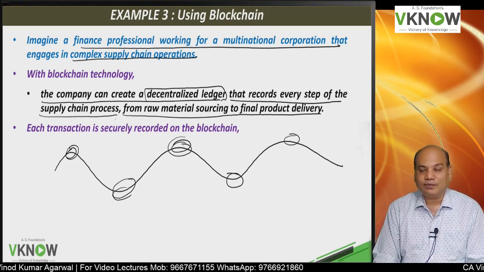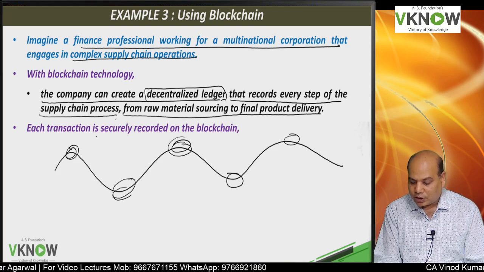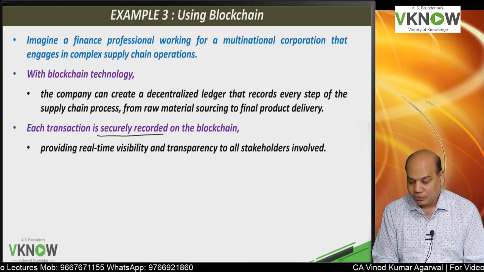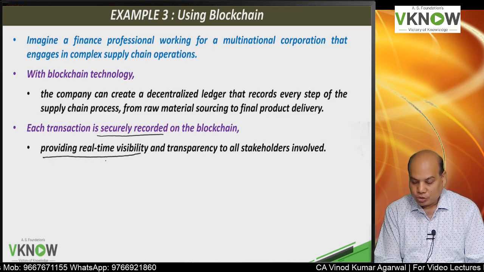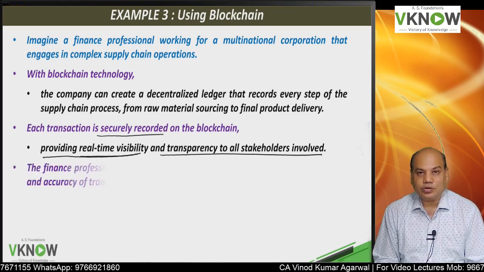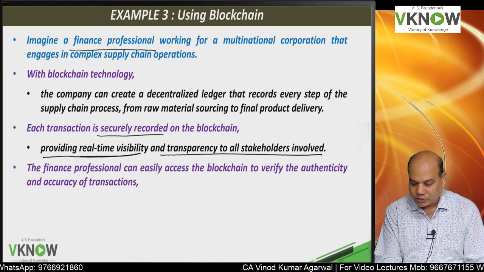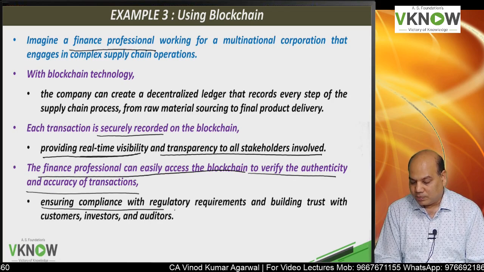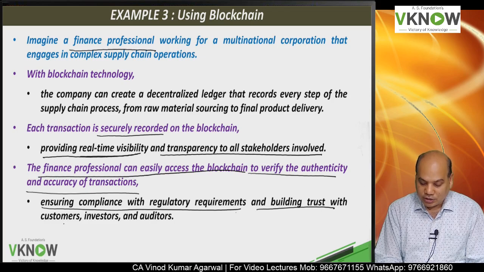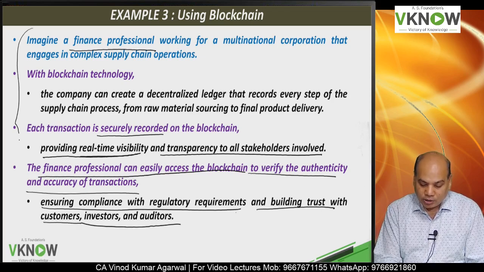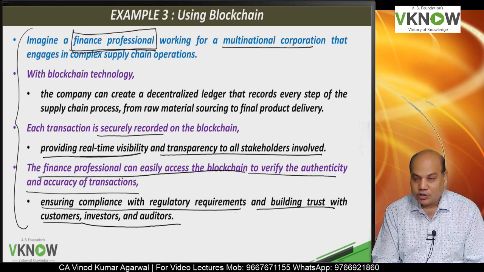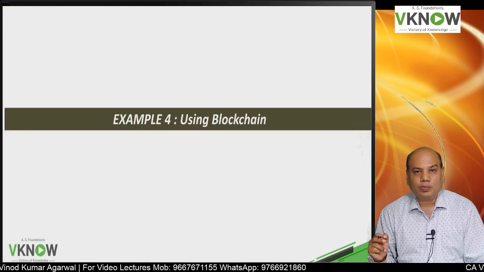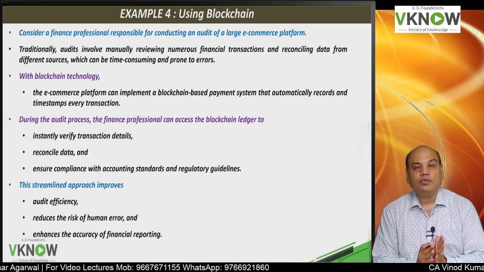The records will be maintained at every step of the supply chain process. Each transaction is securely recorded. Second thing that will happen, the transactions are securely recorded. They cannot be changed, they cannot be altered, and you can view the transaction on a real time basis, and it brings transparency to all the parties involved. So you are the finance professional, you can easily access the blockchain to verify the authenticity and accuracy of the transaction, which will ensure compliance with regulatory requirements also, and it will build trust with customer, investor and auditor. That way blockchain will help a finance professional working with a multinational company engaged in complex supply chain operations. So this is one practical example of blockchain technology used by finance professionals for their supply chain operations.